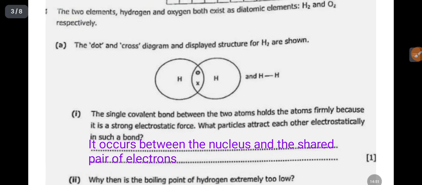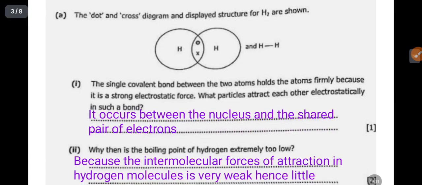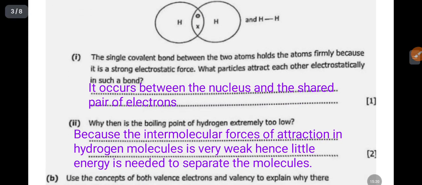Question 2. Why then is the boiling point of hydrogen extremely low? The reason why the boiling point of hydrogen is extremely low is because it has weak intermolecular forces of attraction. Okay, so here I wrote because the intermolecular forces of attraction in hydrogen molecules are very weak, hence little energy is needed to separate the molecules. That's why it has a low boiling point.